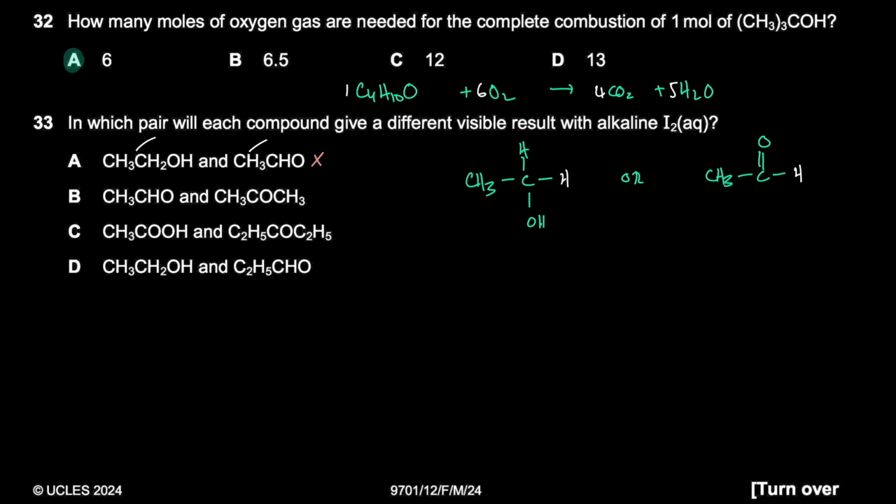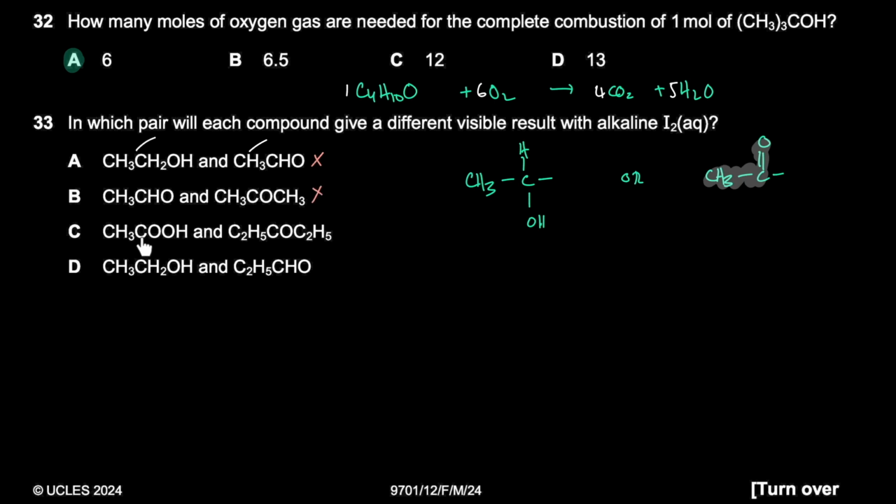Now in B, we have ethanal, which again gives a positive result because we have the CH3CO group. Propanone will also give a positive result because we have a CH3CO and then a CH3. So this entire CH3CO group is present. So B is also not the correct answer.